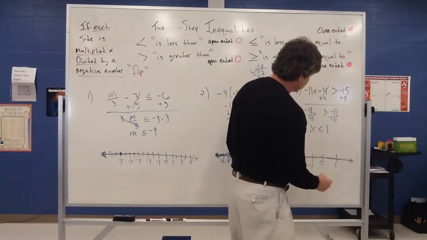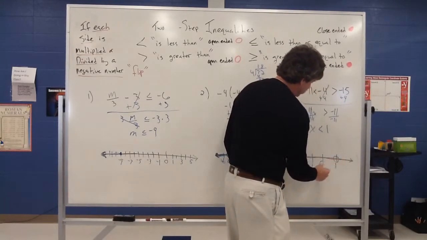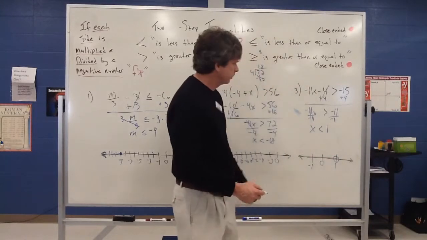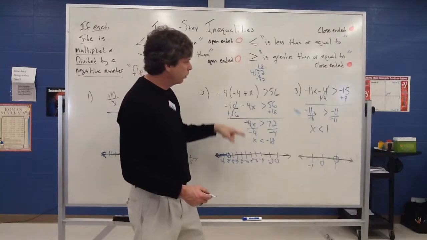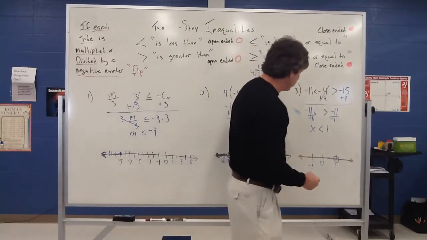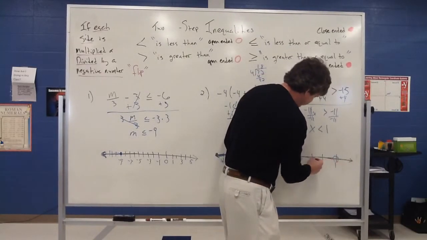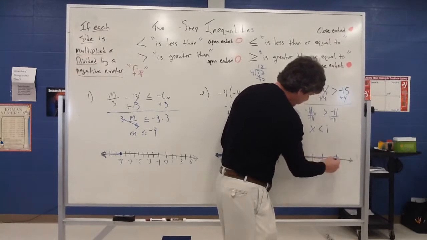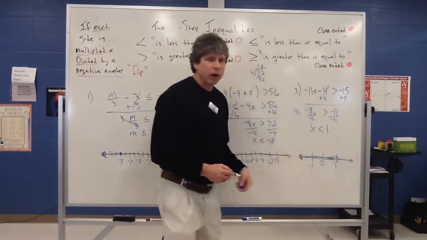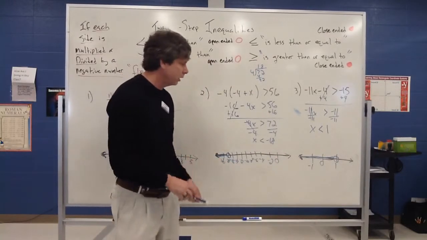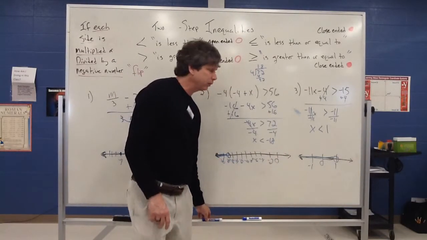So I have to be less than 1, so I'm going to have an open circle. I don't include the 1. Less than is considered an open-ended solution. We don't include that endpoint. Less than means I have to shade to my left. So your solution would be everything. And make sure you shade in that arrow as well to say it just keeps going on and on forever. So you'll see that marked that way on your multiple choice questions as well.